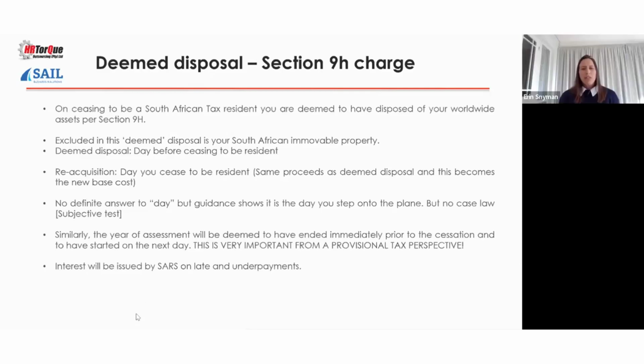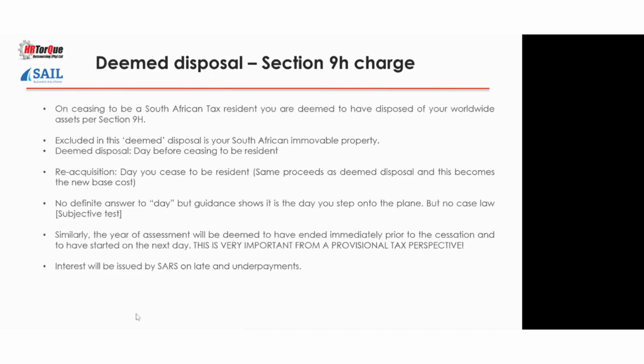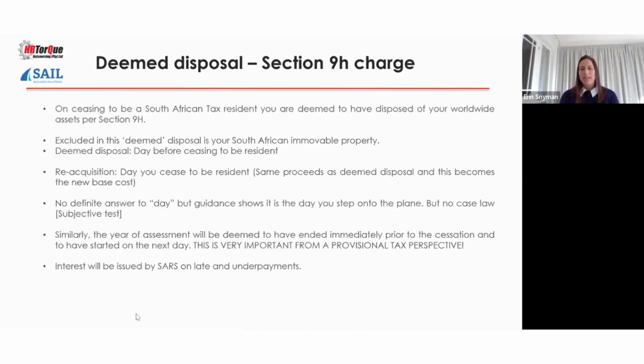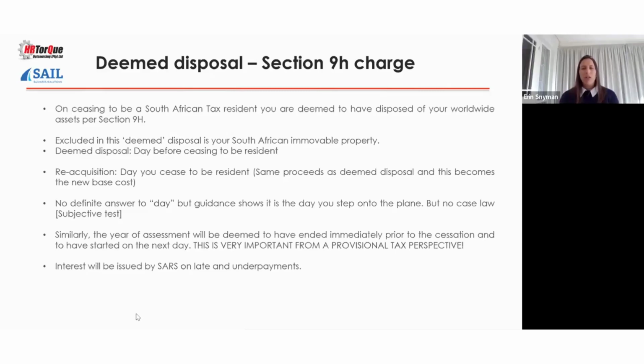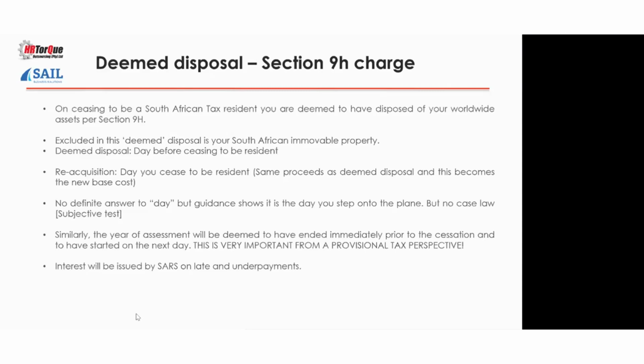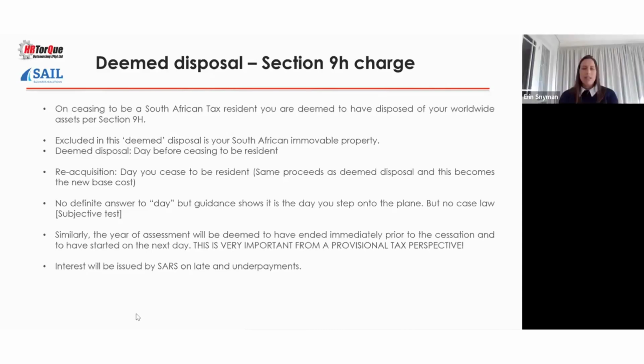So in terms of the year of assessment, that's going to be deemed to have ended immediately prior to the cessation and then to start the next day, which is very important from a provisional tax perspective. If you are a provisional taxpayer, I'm going to show you another worked example, but effectively the year of assessment ends, and that's when your second provisional tax payment is effectively due with SARS. Now, if you've got a Section 9H charge, then obviously that's when the provisional tax on that charge would need to be paid across to SARS.